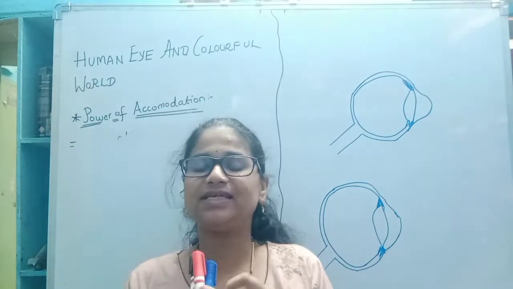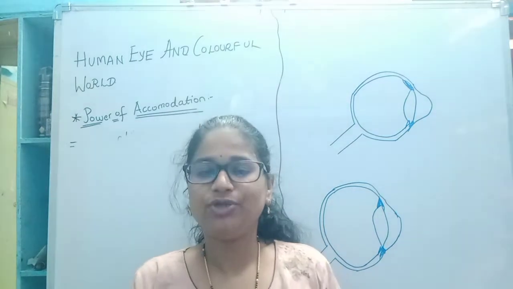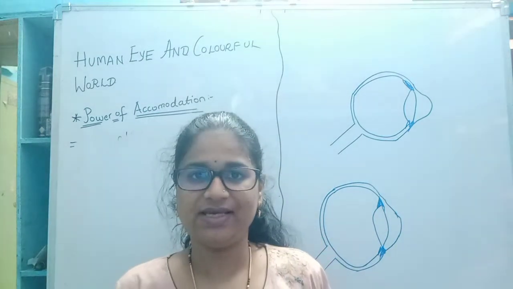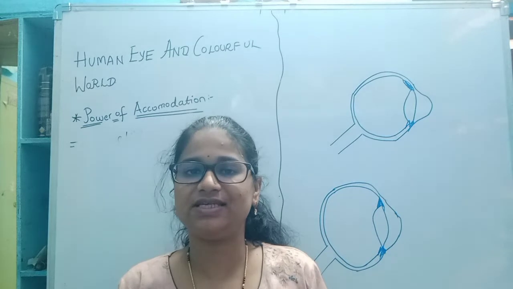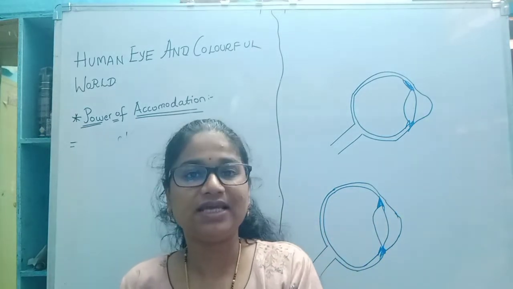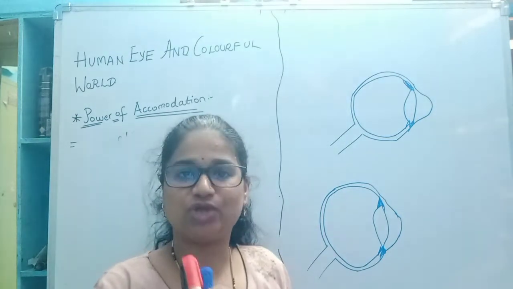In the last class, we discussed the structure of an eye. We discussed in detail which are the parts of the eye and what their functions are. Today we are going to discuss the capacity of the eyes, that is, how we can see a far object and how we can see a nearer object.